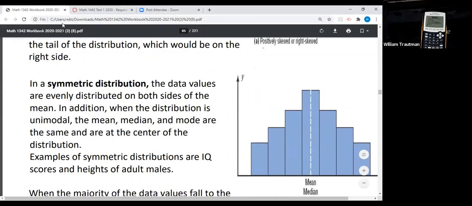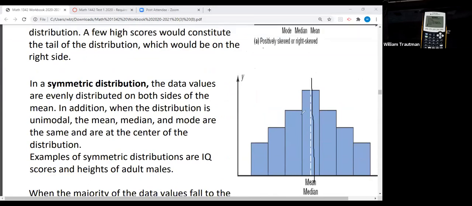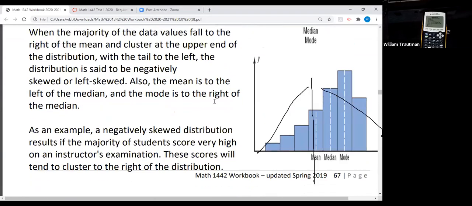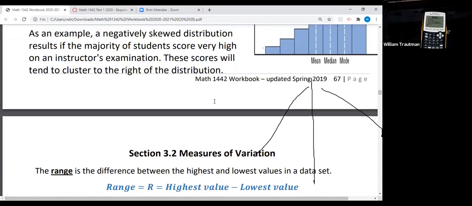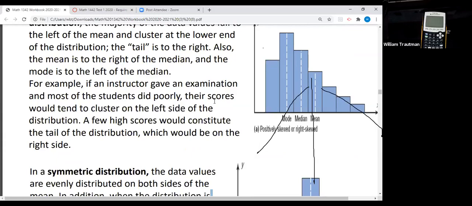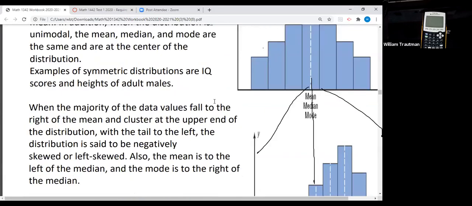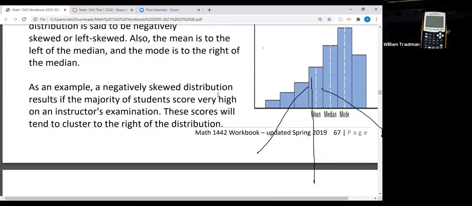Symmetric means right down the middle. Do you see? It's the same on the left as the right. It looks the same on both sides. And then I think there's a left skewed here. Oh, they didn't even want to put a left skewed up there, huh? That's weird. I think that's it. Oh, no, there's a left skewed here.